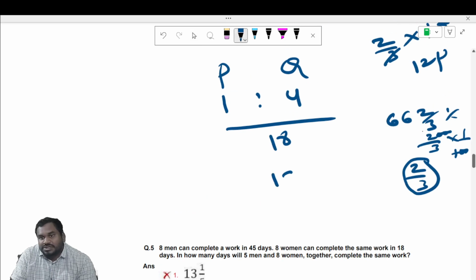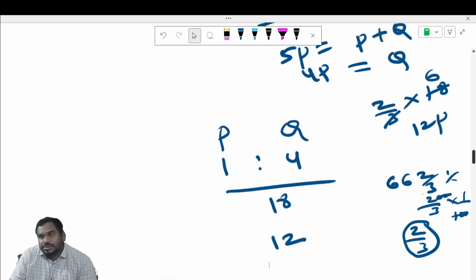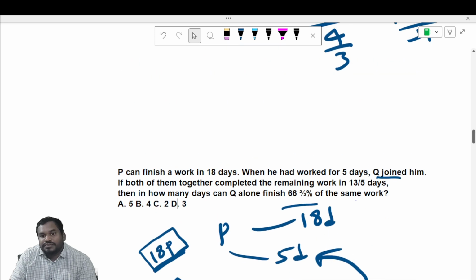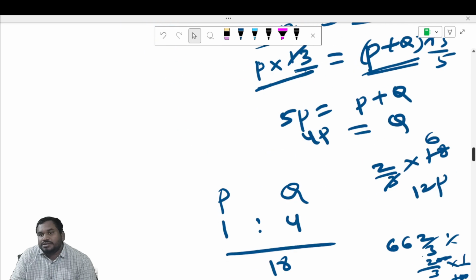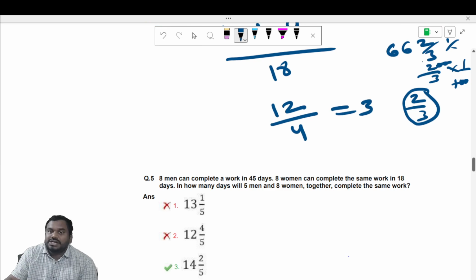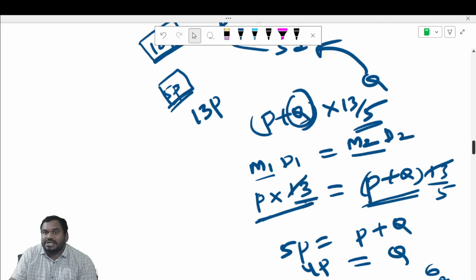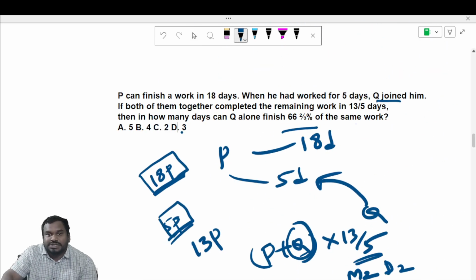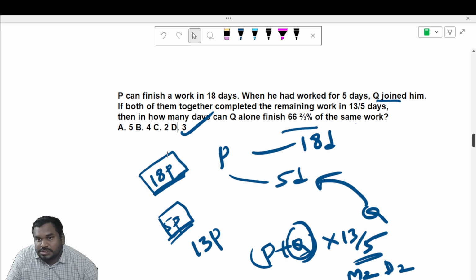So 12 parts of work should be completed by whom? Q alone. If Q alone finishes 66 2 by 3 percent, 12 parts of work should be completed by Q alone. But Q's efficiency I know, that is 4. So in 3 days he can finish the work. So option D is the correct answer. Next.